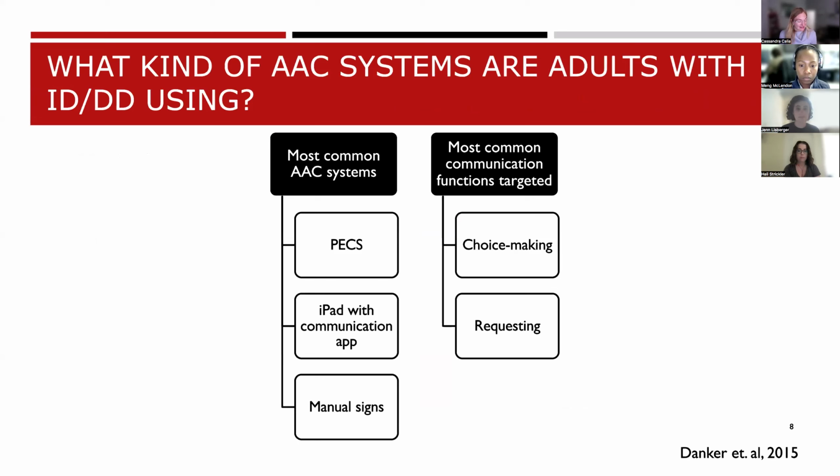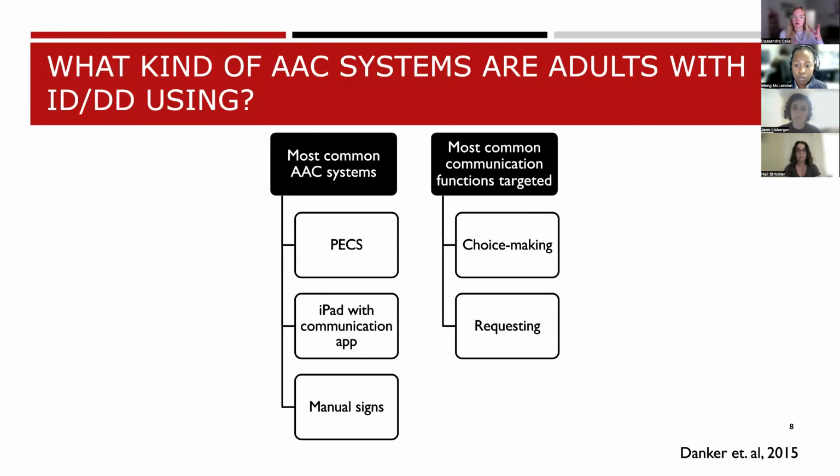So Joanne Danker and her colleagues did a systematic review of 14 articles about adults with intellectual or developmental disability out in the community to identify the most common AAC systems that they're using. First up was PECS. Second most common was an iPad with a communication app, and then third most common was manual signs. It's unclear to me whether PECS refers to the specific PECS protocol or whether it refers to the use of a low-tech communication binder to facilitate choice making or requesting.